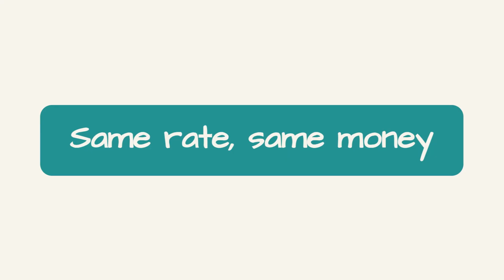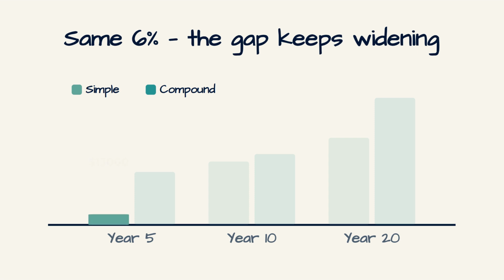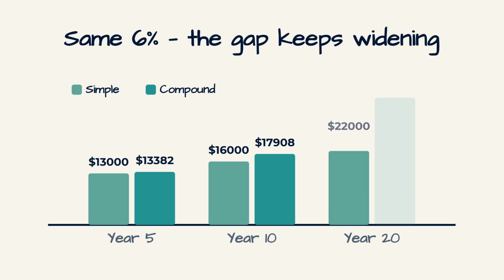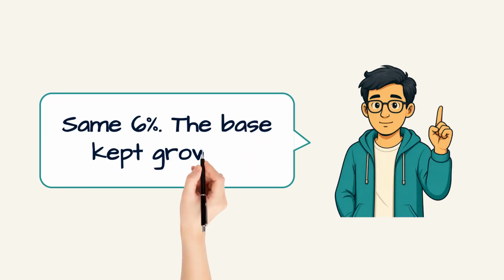Let's put both on one board, so the difference is impossible to miss. At 10 years, compound is about $2,000 ahead. Nice, but not shocking. Give it to 20 years, and simple interest would sit near $22,000, while compound passes $32,000. Same rate, same deposit. The gap just keeps widening. Compounding never needed a higher rate. It just needed the interest to stay in and become part of next year's calculation.